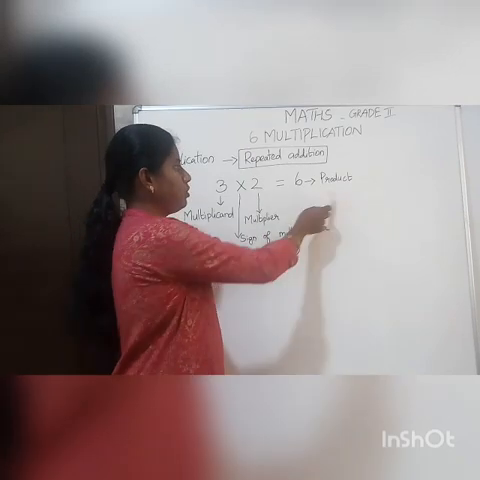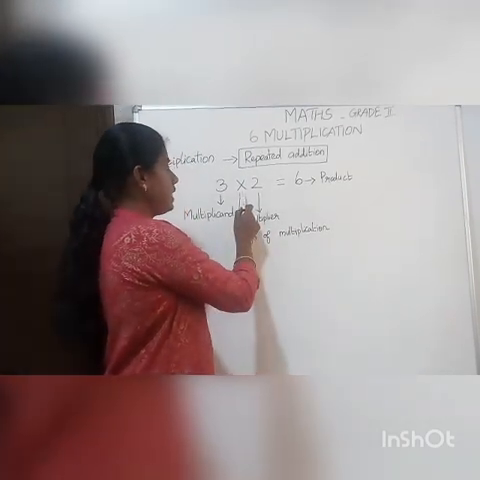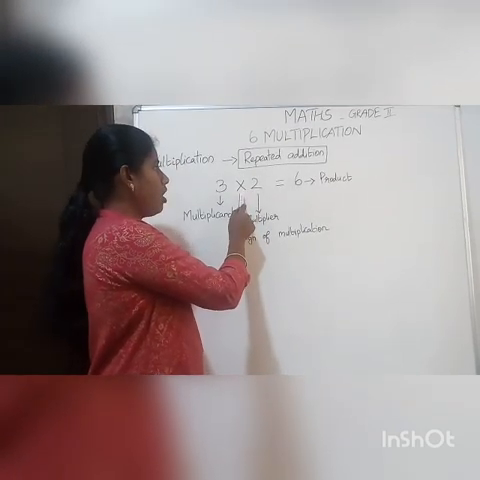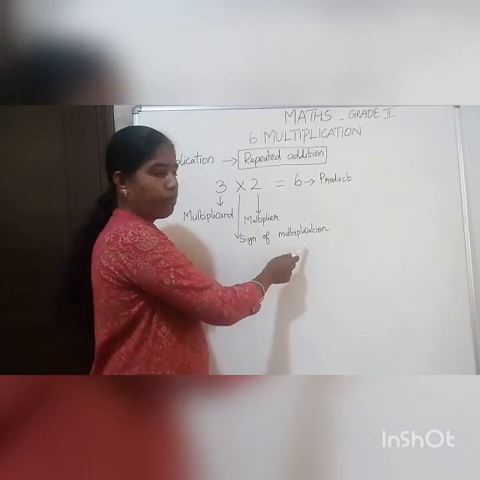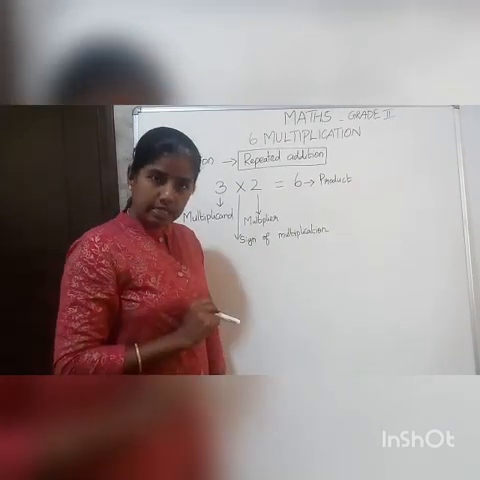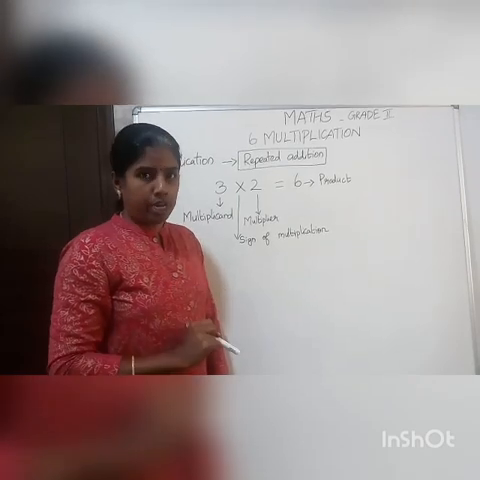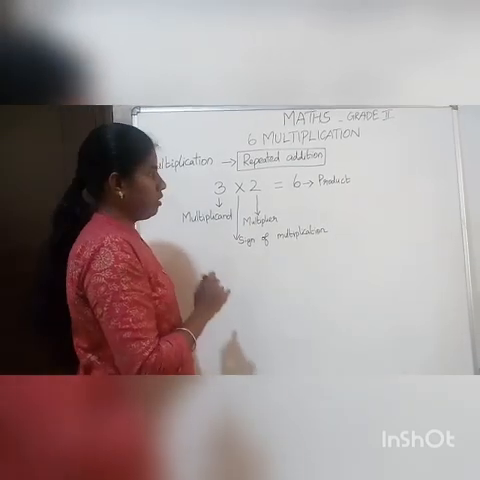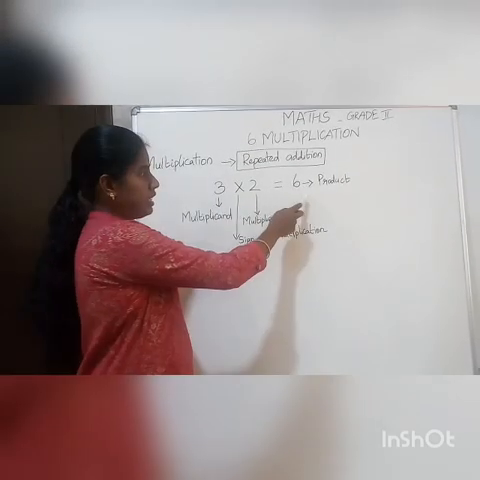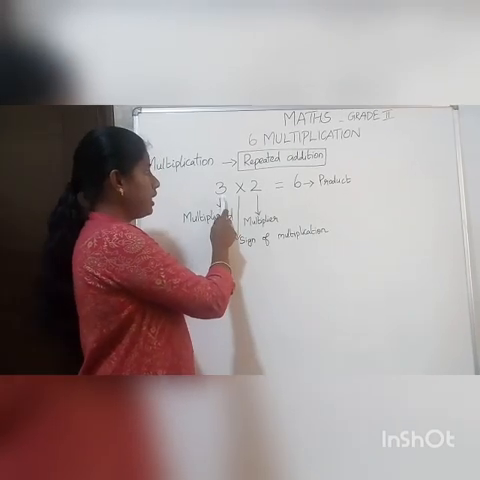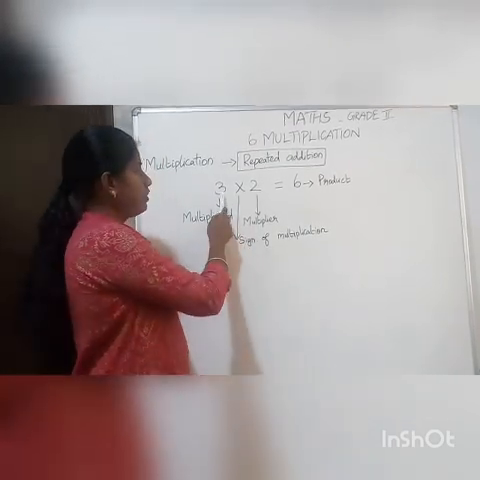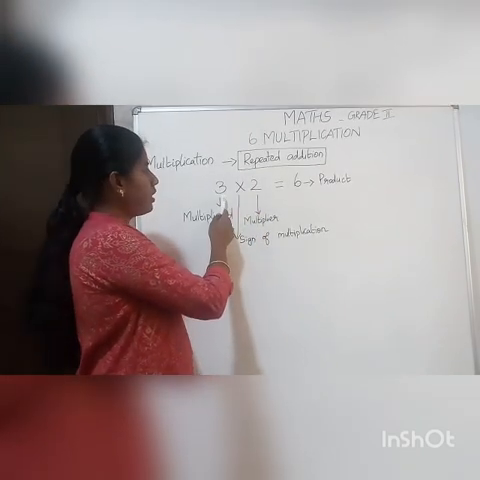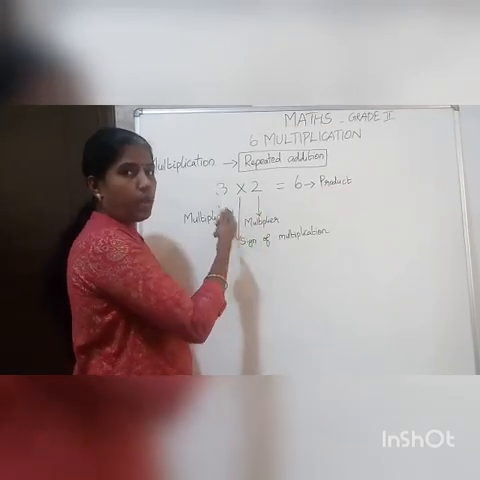So these are the three new terms that we have learned, and this X or cross which is put here is the symbol or sign of multiplication. Just like we have plus for addition and minus for subtraction, this X or cross is the sign of multiplication. Now how did we get this answer as 6? How to pronounce this? 3 into 2, or 3 multiplied by 2, or 3 times 2. This is how we say it.